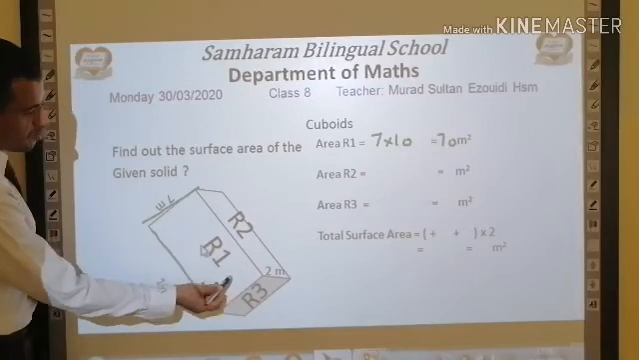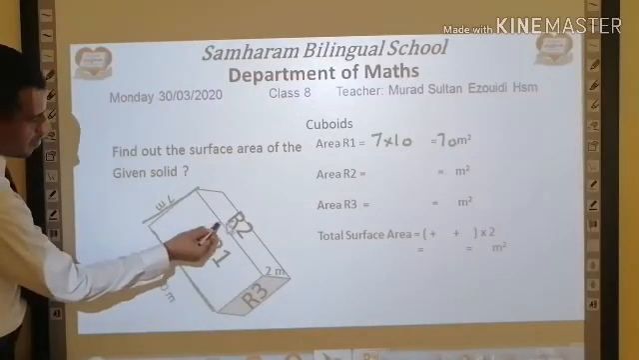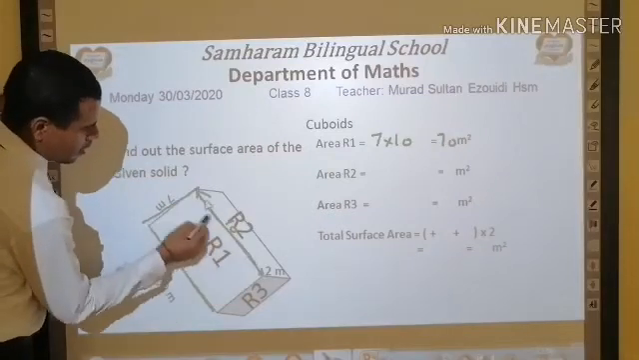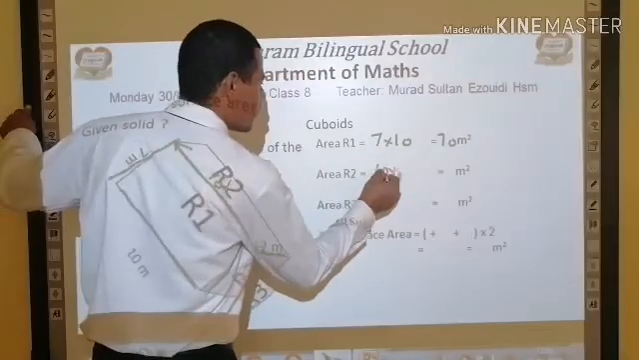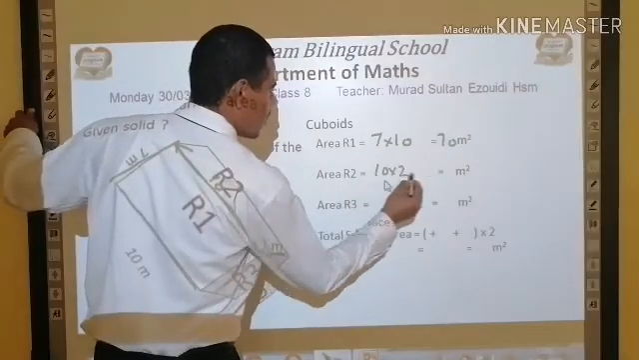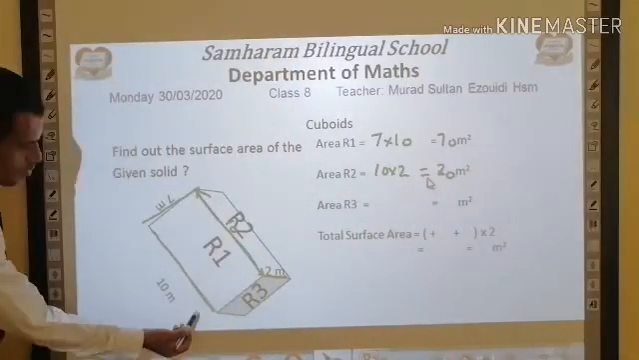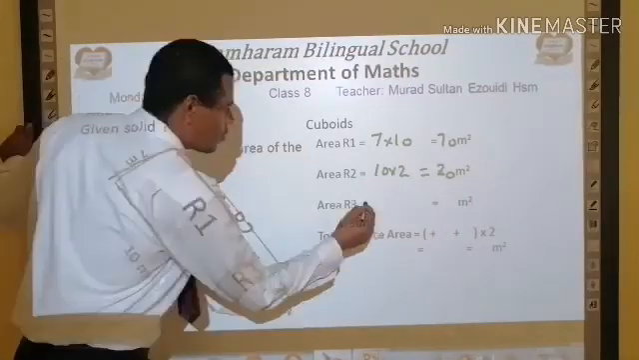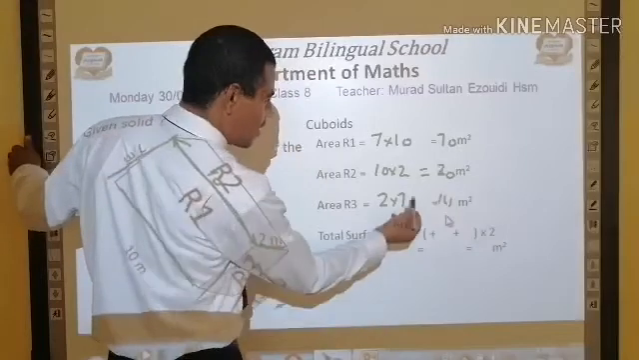Okay, and R2 is what? Is 2 multiplied by 10. This is 10, my kids, from here to here. Okay? And this is 2. So 2 by 10, 10 by 2. It will be equal to what? Equal to 20. The next, it will be 2 multiplied by 7. This is 7. So 2 by 7 or 7 by 2 is 14. Then I will add all of this.